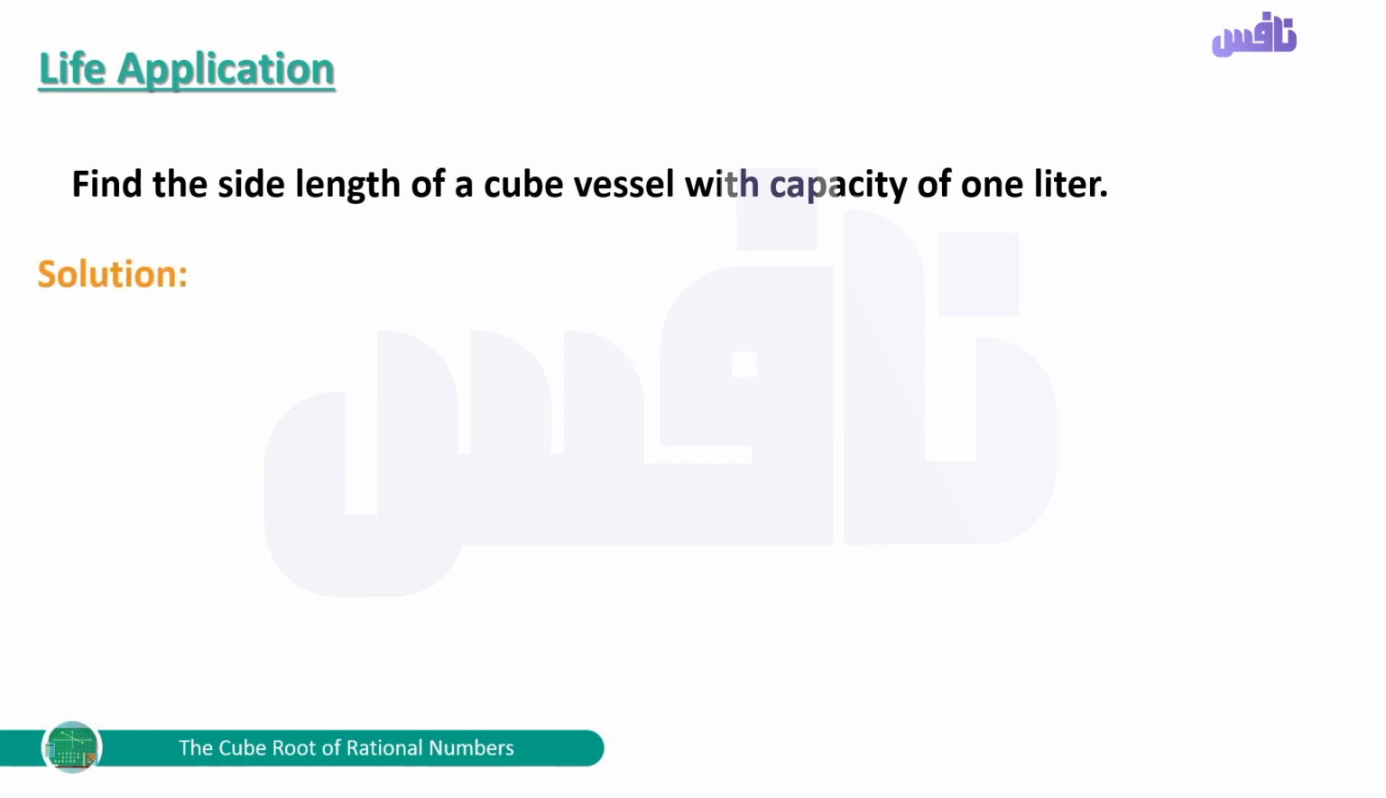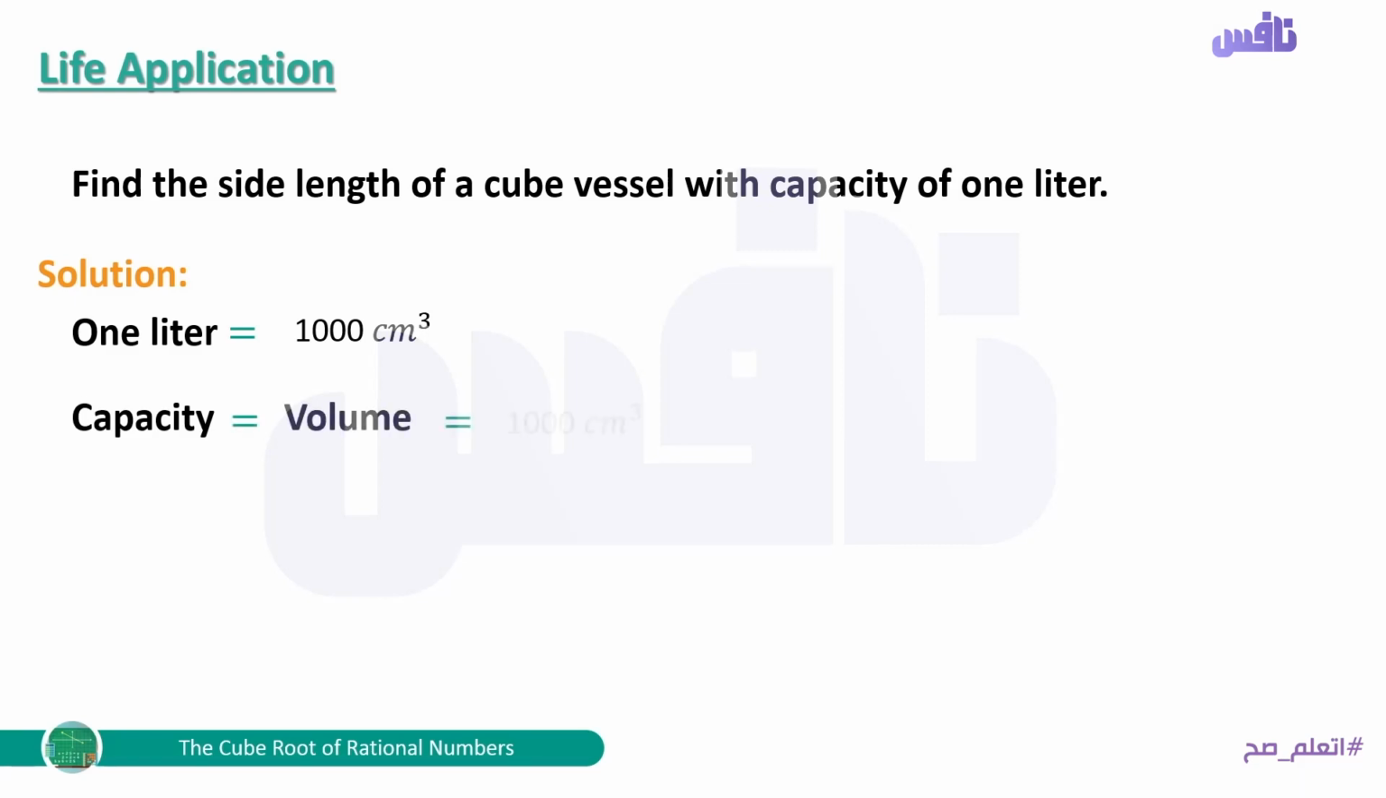طيب السوليوشن، ال 1 لتر from primary stage عارفين ان ال 1 لتر equals 1000 سنتيمتر كيوب، والكاباسيتي هي الفوليوم. اوكي، يبقى الفوليوم equals 1000 سنتيمتر كيوب، والريكوايرد هنا عايز اجيب السايد لينس. طب الفوليوم اوف الكيوب الرول عارفينها من برايمري، الفوليوم اوف الكيوب equals سايد باور 3، والفوليوم عندي ب 1000 يبقى اس باور 3 equals 1000.